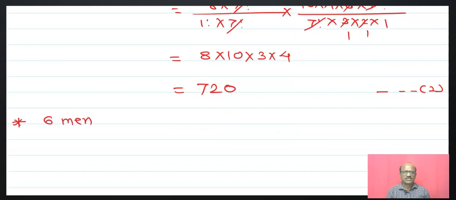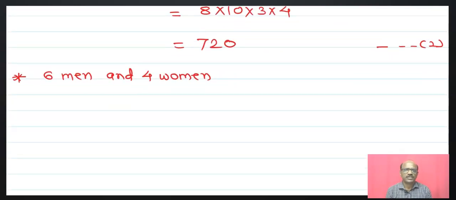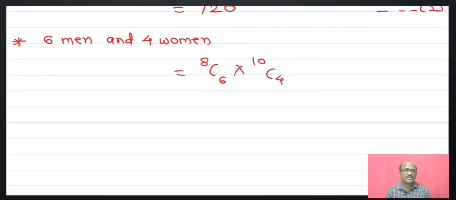Next is 6 men. Up to the 6 men we can take, because there must be the majority out of the 10. We have to form the committee of the 10. That the 6 is to the 6. There is a majority of the men. 8C6 into 10C4.